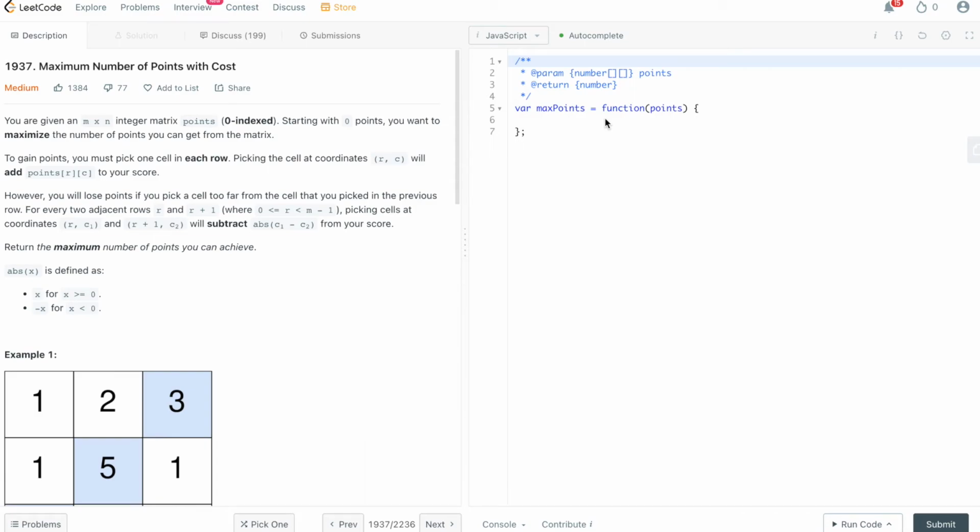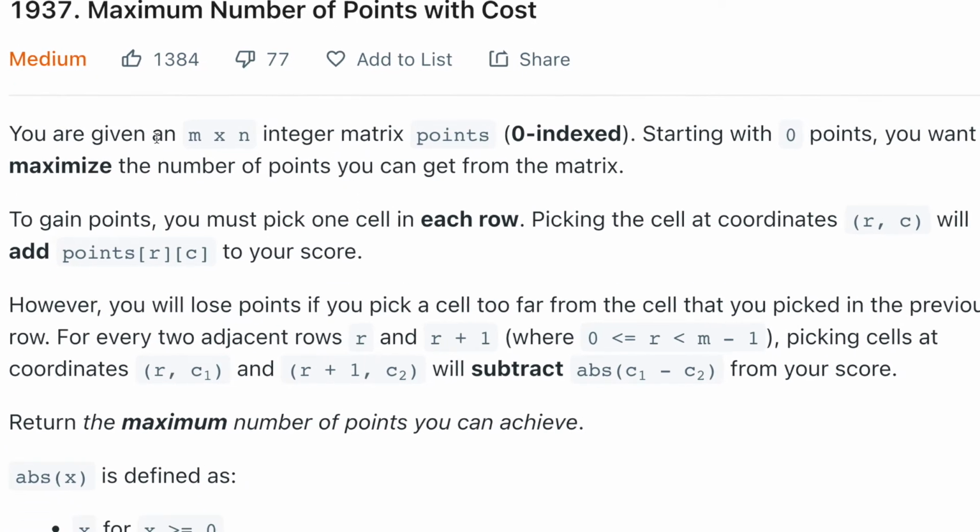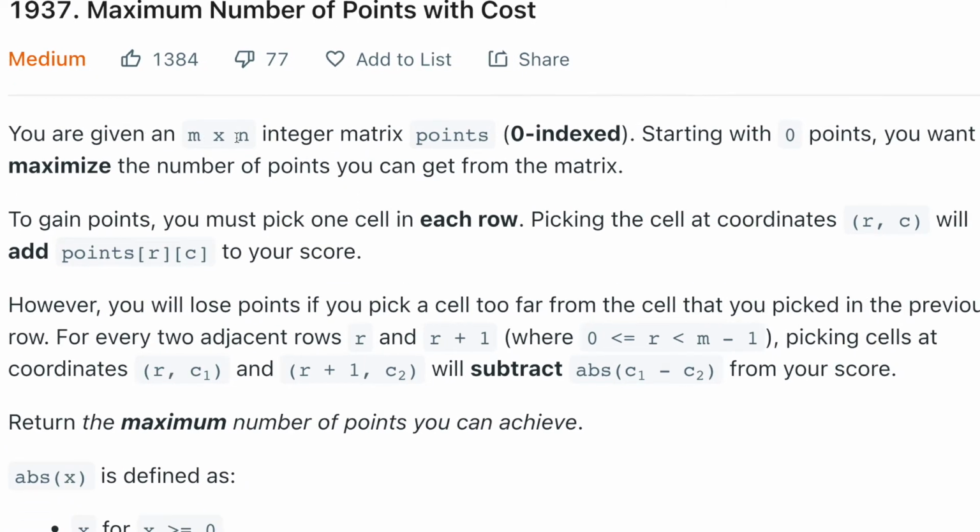Hey everyone, so today we're going to be doing a question called maximum number of points with cost. Let's take a look at the question. You are given an m by n matrix called points.